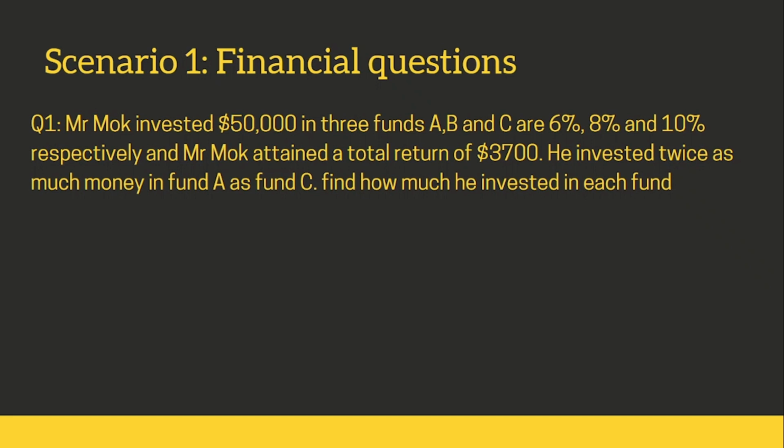So in the end, Mr. Mock attained a total return of 3,700, and he invested twice as much money in Fund A as Fund C. And so the question is to find how much he invested in each fund.